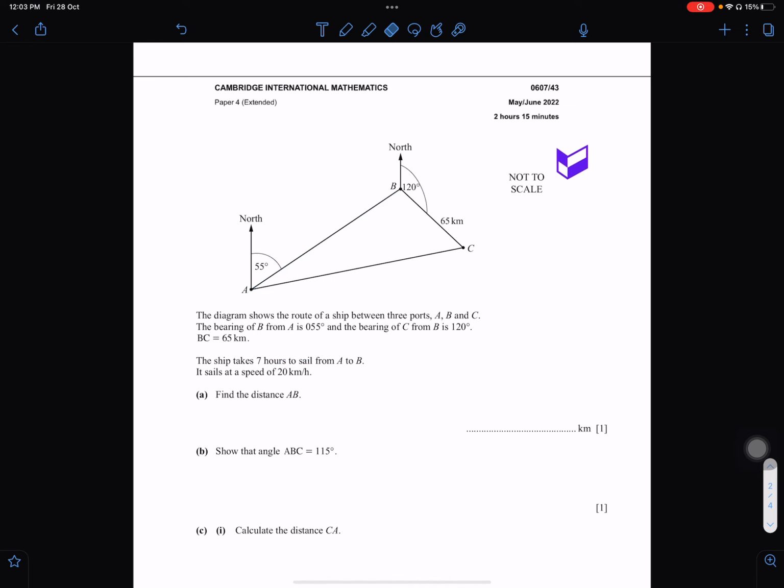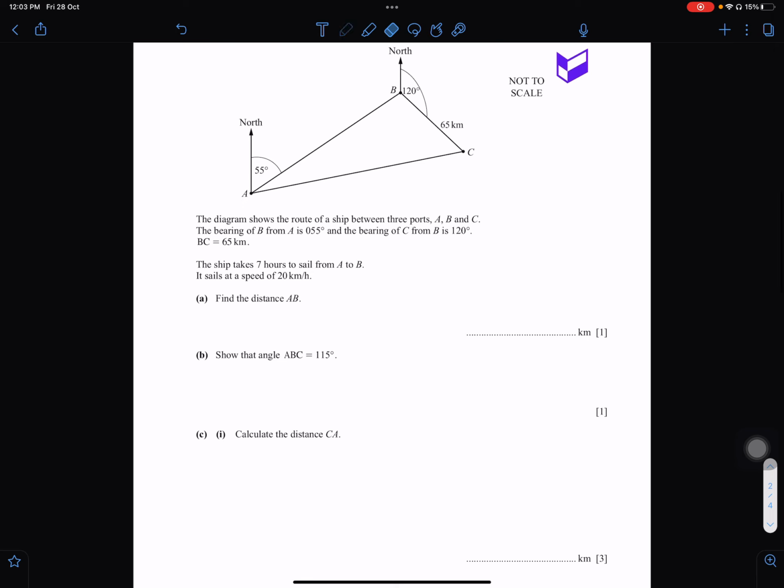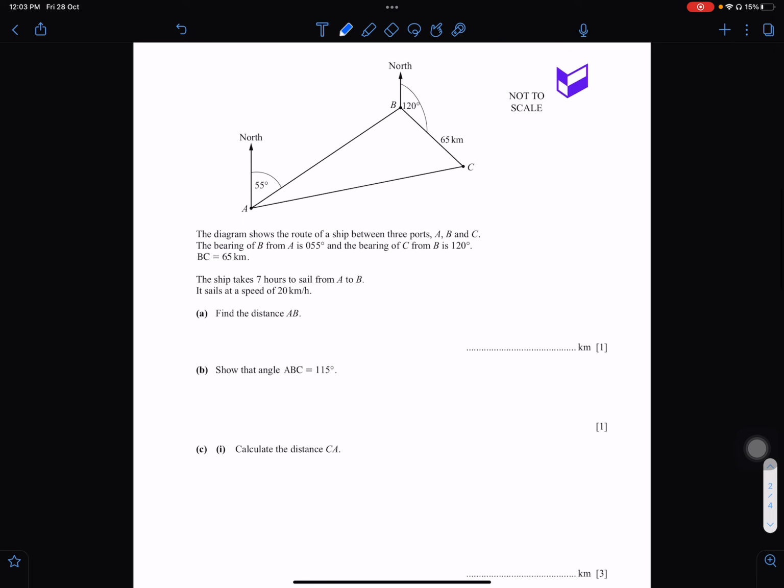Since we know the speed is 20 kilometers per hour and it takes 7 hours, we have to use the distance formula for AB. Distance is basically speed into time. The speed out here is 20 kmph, so keep it 20. The time is 7 hours, so 20 into 7. So the total distance covered is 140 kilometers.